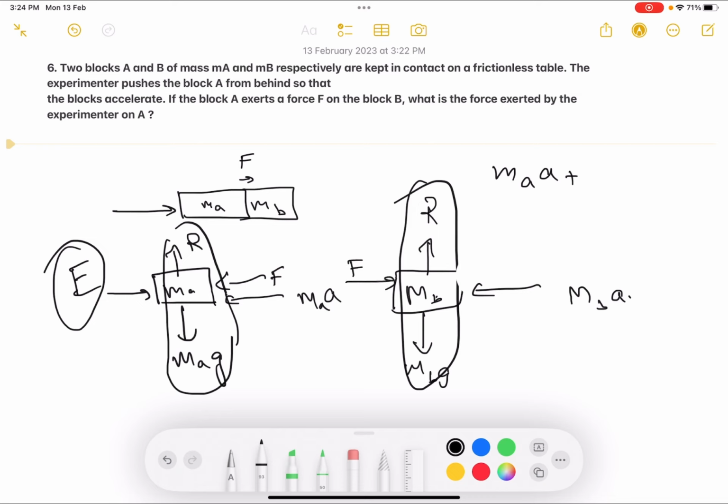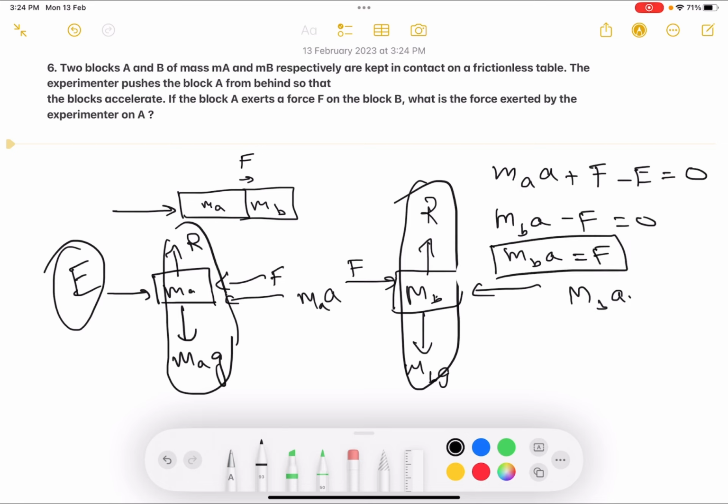Now if you write the equations, you have MAA plus F minus E is equal to 0, and in the second case you have a force of MBA minus F is equal to 0. So MBA is basically equal to F. That's one equation you have. From the first equation that we had, you will get E is equal to F plus MAA.